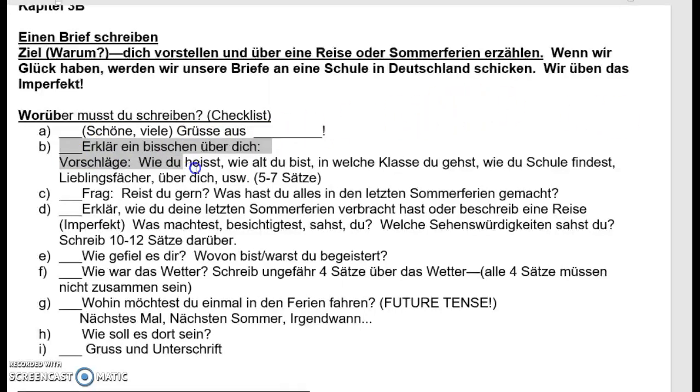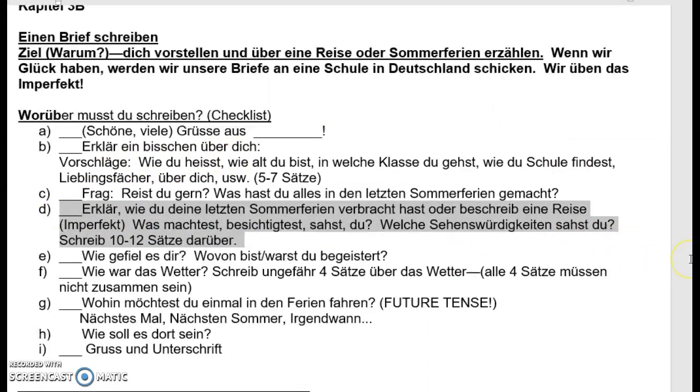Secondly, I'd like to have you include a little bit about yourself. Answer some basic questions that you would write in German 1. This is current information, so it'll be written in present tense. If you're meeting somebody for the first time or you'd like to get to know them, you might ask if they also like to travel or what they did in their last summer vacation before you start to go off and explain about yours.